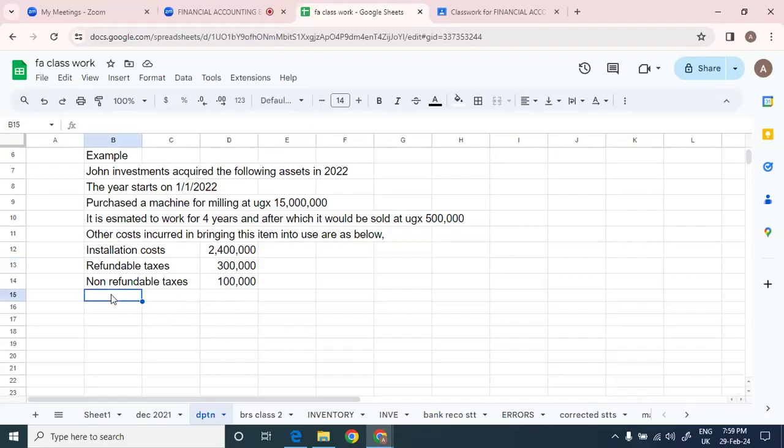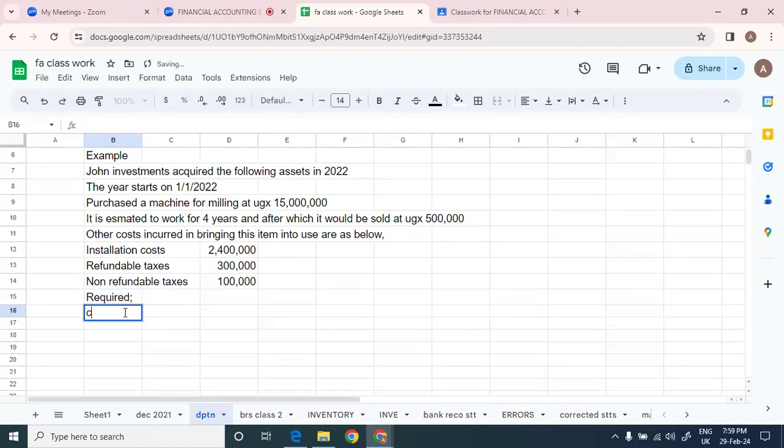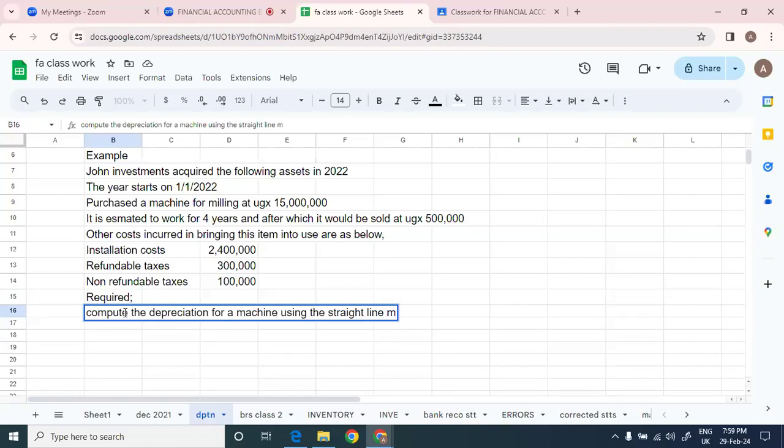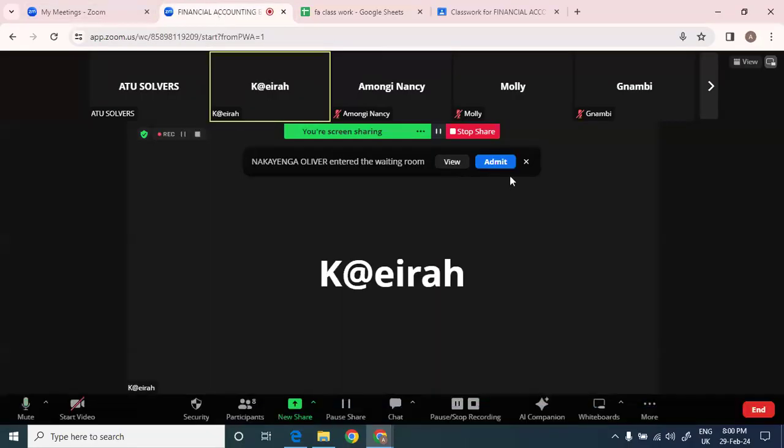Then from here, they tell you required. Required, compute the depreciation for a machine using the straight line method. Are we together?